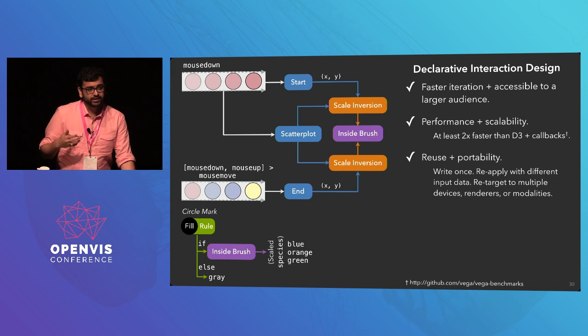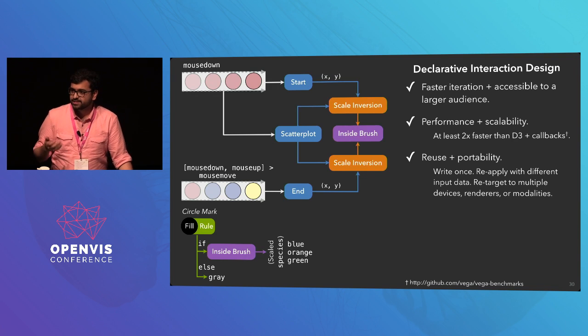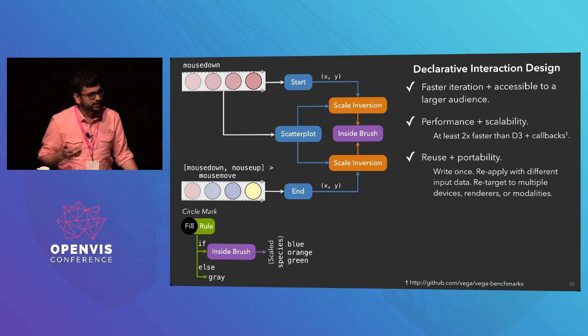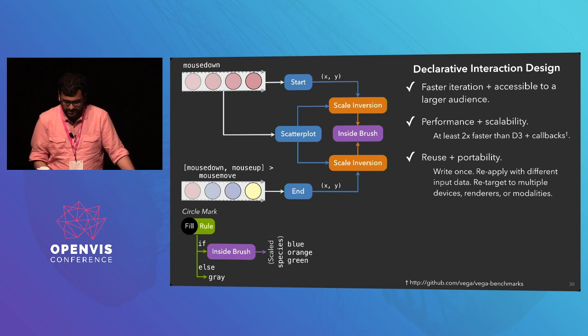And the third point is because it's declarative, we're only saying what we want. We're not saying how these things should be computed. And so it becomes much easier to retarget an interaction technique to different devices, different modalities, and so forth. So for example, right now, this interaction technique is using desktop events, right? Mouse down, mouse move, and so forth. What if I wanted to retarget it for mobile devices?